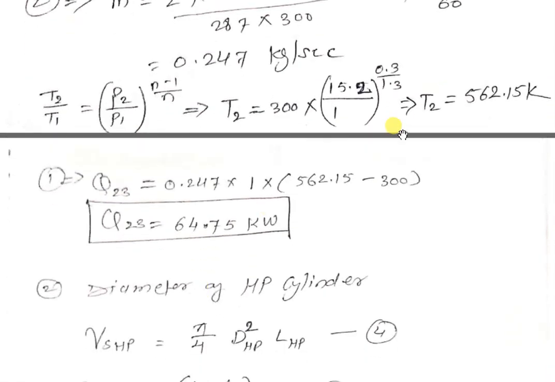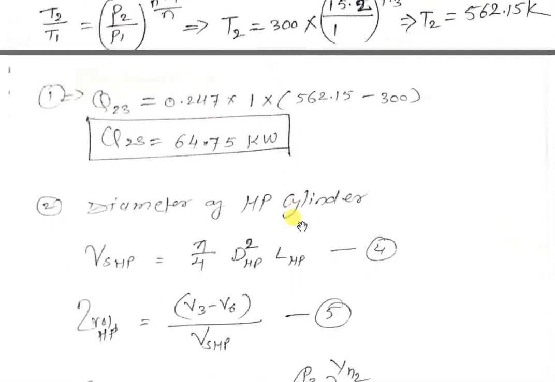I will put the values in heat rejected in intercooler, that is Q23 is equal to m, which is 0.247, this one is Cp, this T2 and T3. The heat rejected in intercooler is 64.75 kilowatt. Now, diameter of HP cylinder.